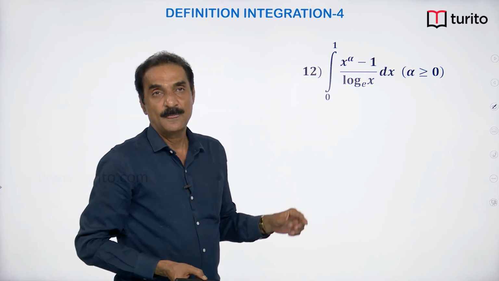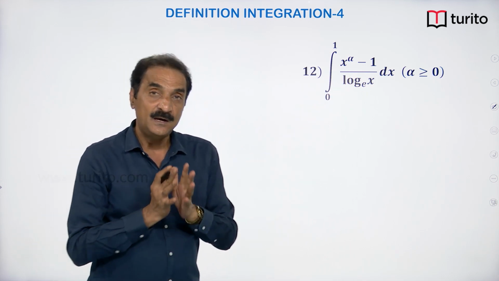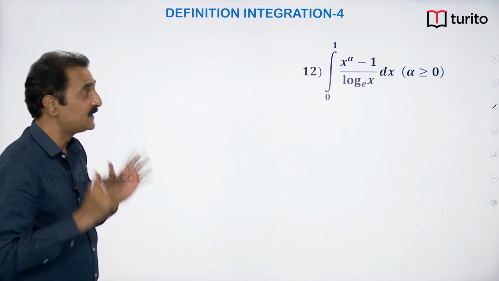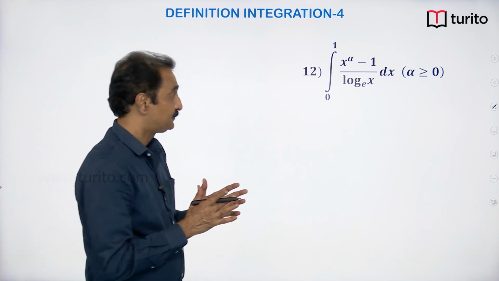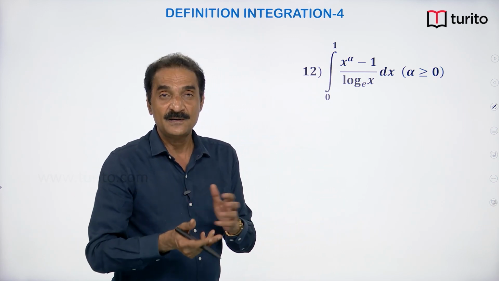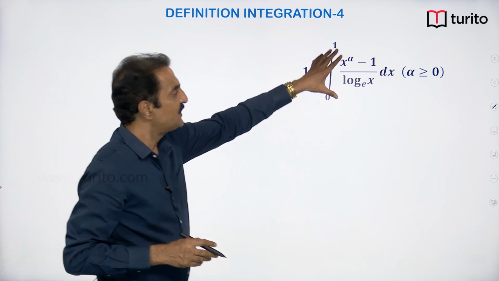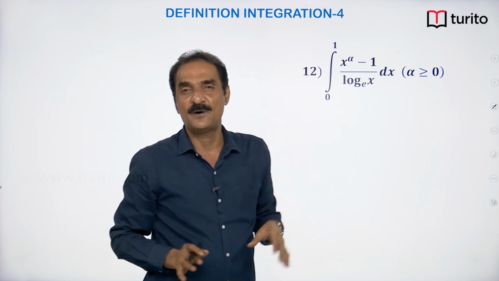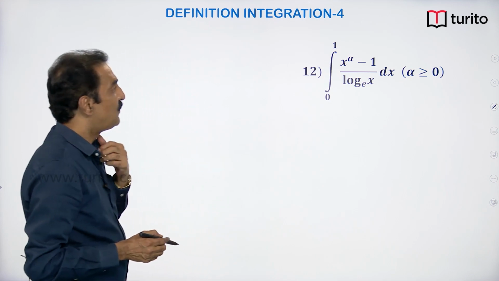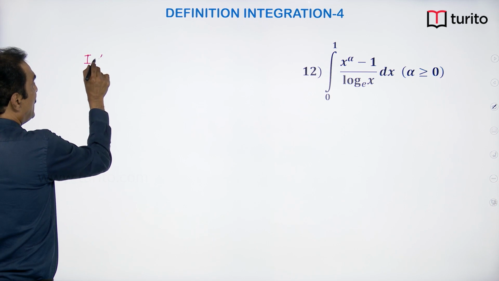Integral 0 to 1 of (x power alpha minus x) by log x. In this question, we are going to apply a different method, which is definitely not dependent on integration. You can observe that this indefinite integral is not in the standard form. No standard substitution, no integration by parts, nothing will work. So what we do is, we take the definite integral as I of alpha.